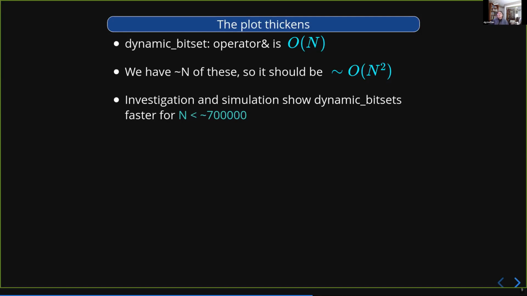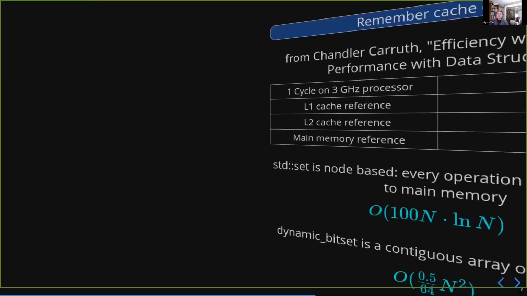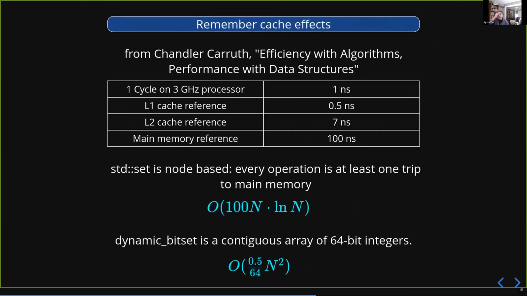So we said, wait a minute, what's up? Why is this n squared operation so much faster? And the answer, of course, this is what you've all been waiting for, is cache hits. These are numbers I stole from Chandler Carruth's talk from 4 or 5 years back at CppCon. The point is that an L1 cache reference is something like half a nanosecond, whereas going out to main memory is, say, 100 nanoseconds. So it's 2 orders of magnitude.